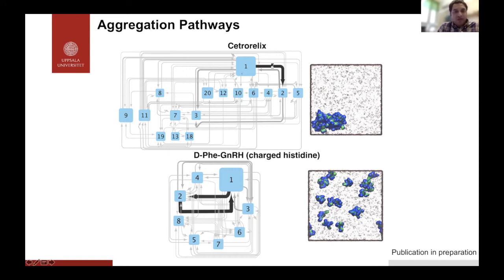On the other hand, for D-phenyl GnRH where the histidine was charged, the maximum aggregate size you can see in the simulation is about 8. You can see a bunch of monomers become dimers, but then the dimers also dissociate into monomers. So the dimers or higher aggregate sizes for this D-phenyl GnRH are not quite stable compared to the cetrorelix peptides.